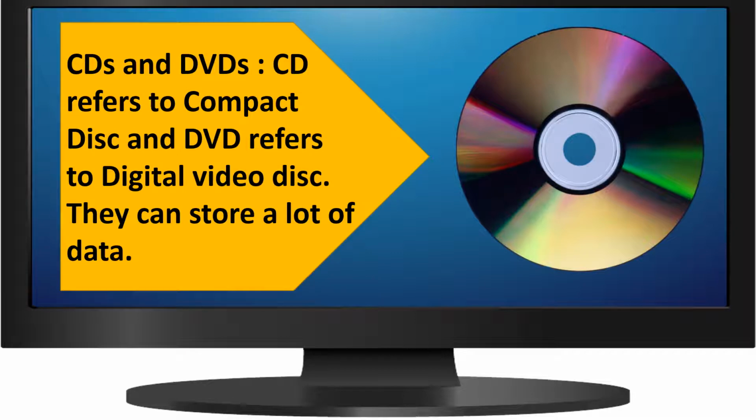CDs and DVDs. CD refers to compact disc and DVD refers to digital video disc. They can store a lot of data. Students, you all might have seen CDs and DVDs. The full form of CD is compact disc and the full form of DVD is digital video disc. Both of these are used to store a lot of data. We can insert them in our CD drive and then we can watch the things that are stored in them.